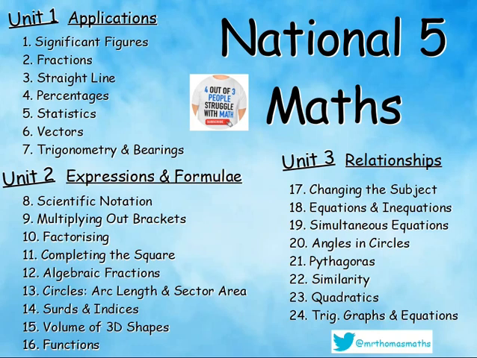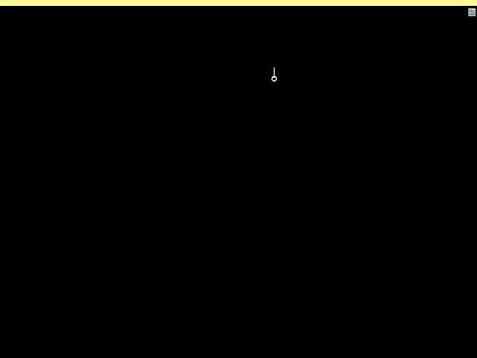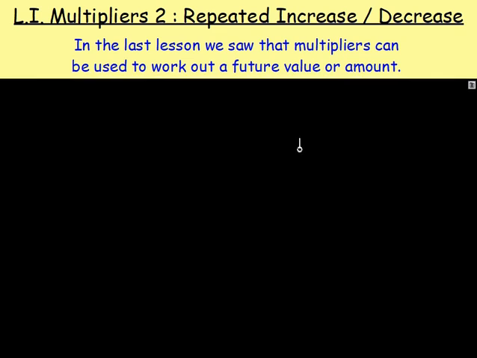Bon Jovi? I wish. Anyway, here we go with chapter 4, lesson number 2, multipliers. This is the second lesson on multipliers and it's looking at a repeated increase or decrease. If you remember from the first lesson, we saw that we can use multipliers to work out a future value or a future amount after a percentage increase or decrease.